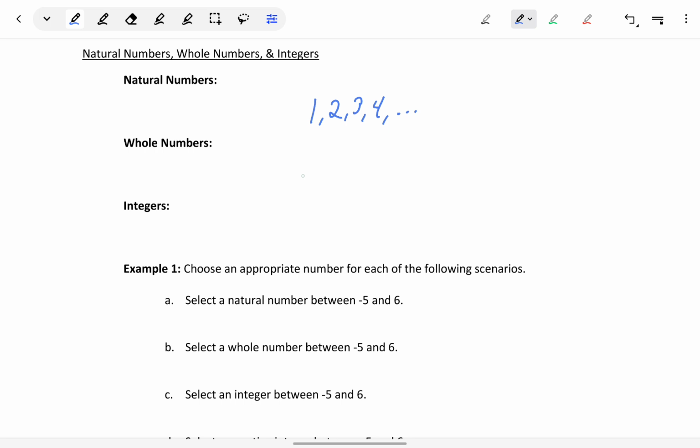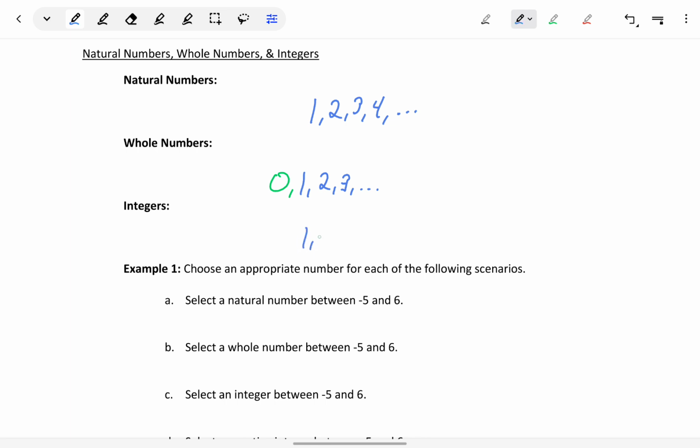The whole numbers include the counting numbers, 1, 2, 3, and so on, but also include 0. So that's our distinction between the natural numbers and the whole numbers. 0 is included as part of the whole numbers, but not the natural numbers or counting numbers, because we wouldn't normally count 0. We would start by counting with 1.